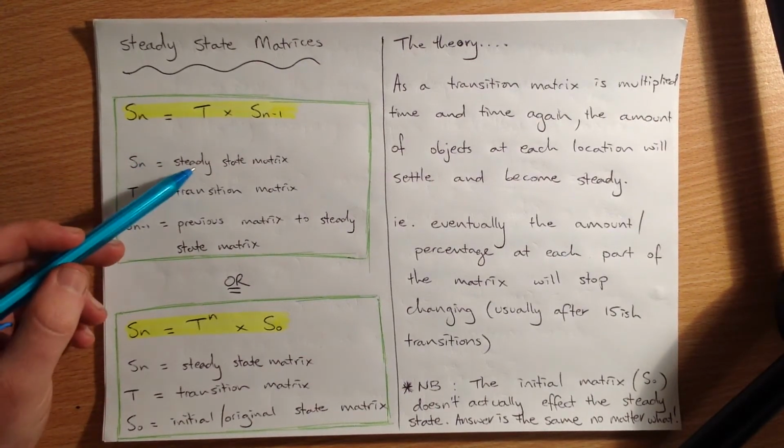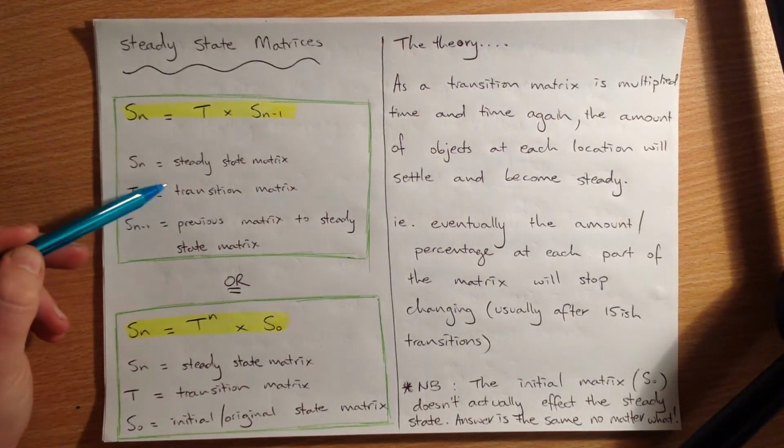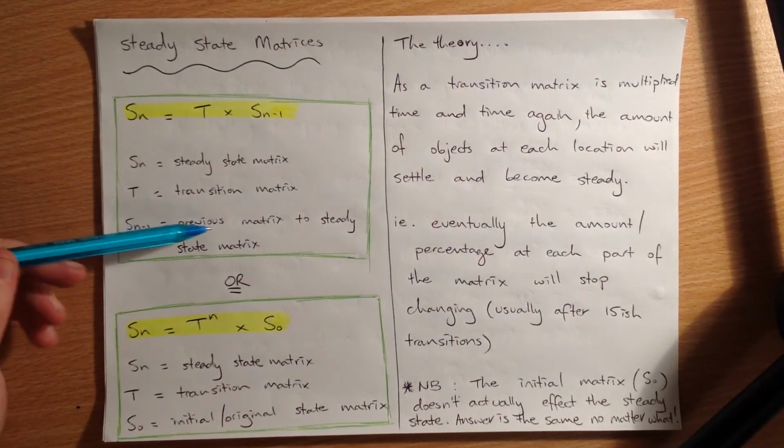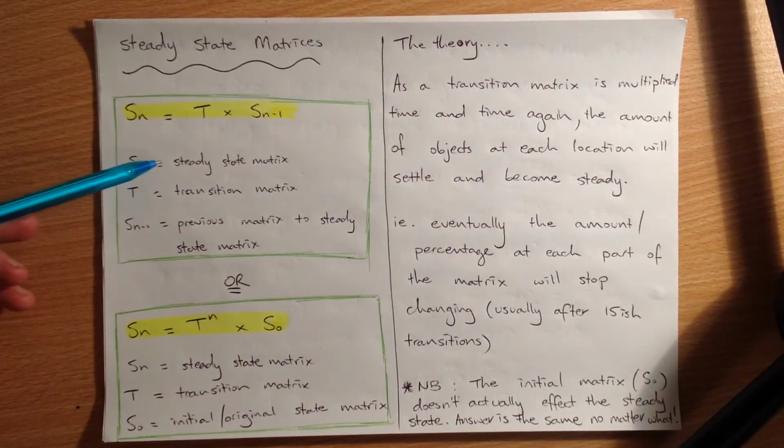So S of n is the steady state matrix, T is the transition matrix, and we saw them in the previous video. If you've got no idea what I'm talking about, you might need to watch that video first. And then the S of n minus 1 is the previous matrix to this one here, the steady state matrix.